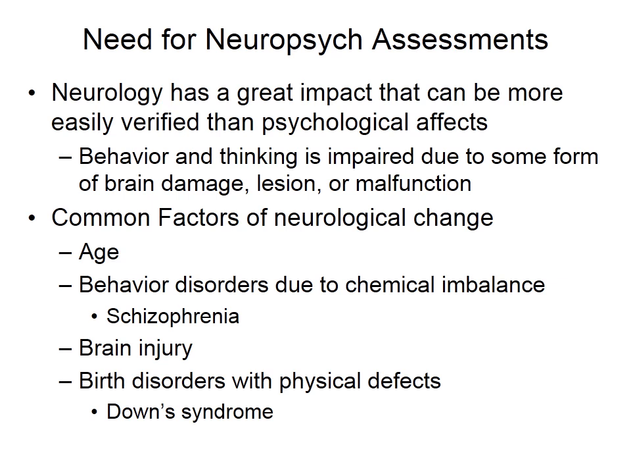Behavioral disorders due to chemical imbalance, including schizophrenia, but also we can be looking at brain injury and also brain disorders with physical defects. For example, Down syndrome is an example where there are physically structural differences in the brain and nervous system that then also result in impairment in what we consider normal psychological function.